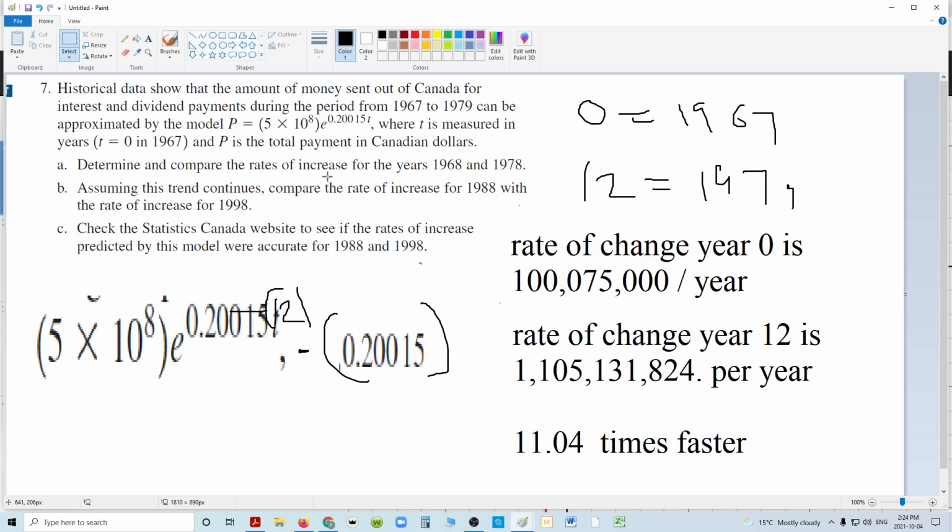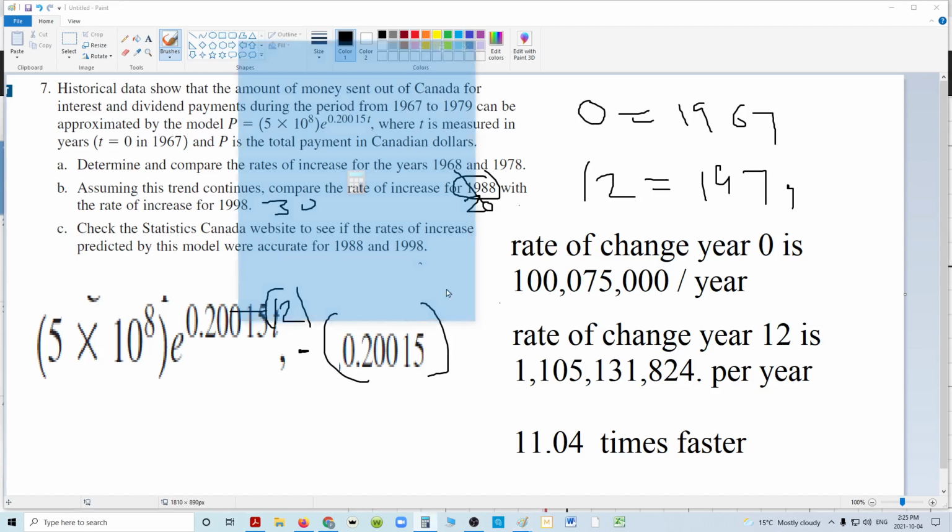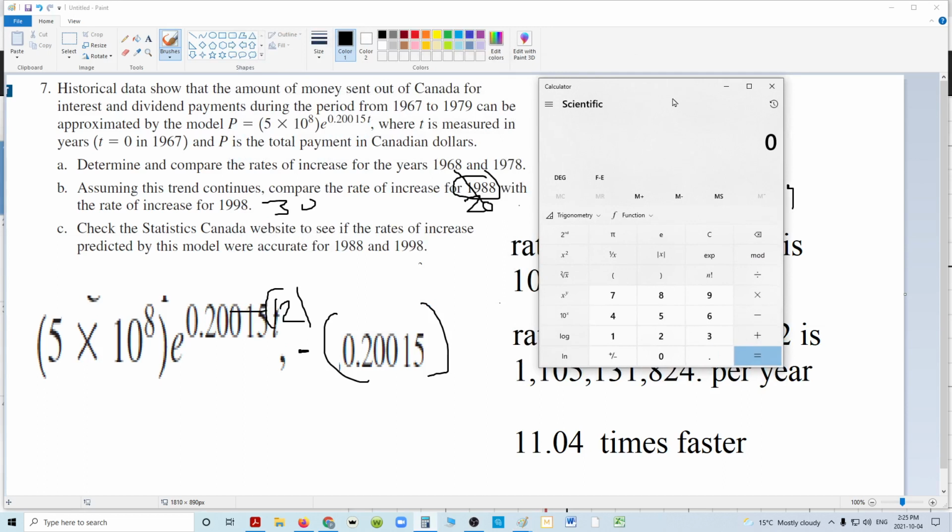Assuming this trend continues, compare the rate of increase for 1988 with the rate of increase for 1998. So 10 years apart. And this one is year 20 compared to year 0. And this one is year 30. So you've got to do it all over again. Okay, let's try it all in one go. I'm going to take the 30 first.